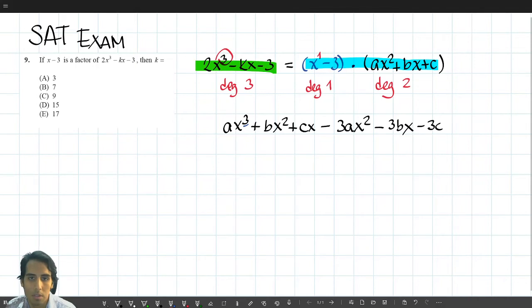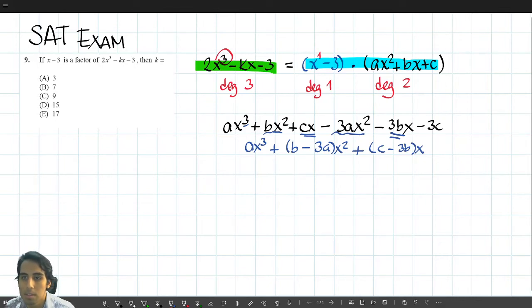There is no other x cubed, so we have a times x cubed. Plus we have x squared here, b minus 3 times a, x squared. We have x here, we're going to put it here, so plus c minus 3 times b, x, and there is only one independent term, which is minus 3c. And our original polynomial was 2 times x cubed plus 0 times x squared minus k times x minus 3.